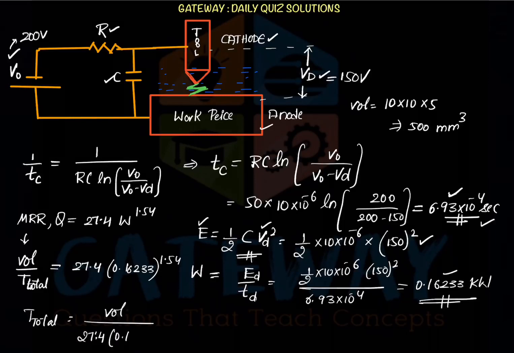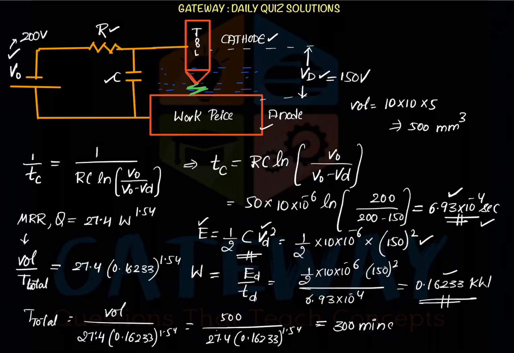27.4 into 0.16233 to the power 1.54, and the volume we have just found is 500, so T equals 500 upon 27.4 into 0.16233 to the power 1.54. From that we get the total time required to remove the desired material from the workpiece. They asked us to calculate in minutes, and it comes out to be 300 minutes. So it will take 300 minutes to do this operation.